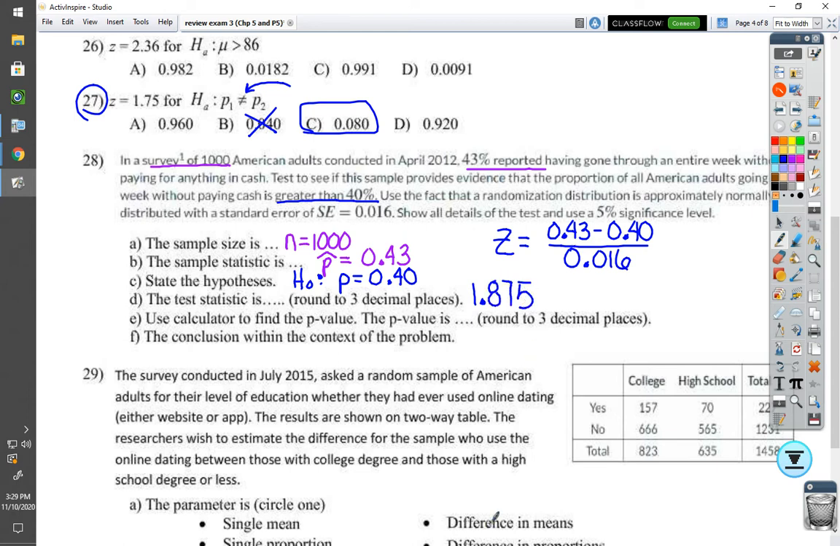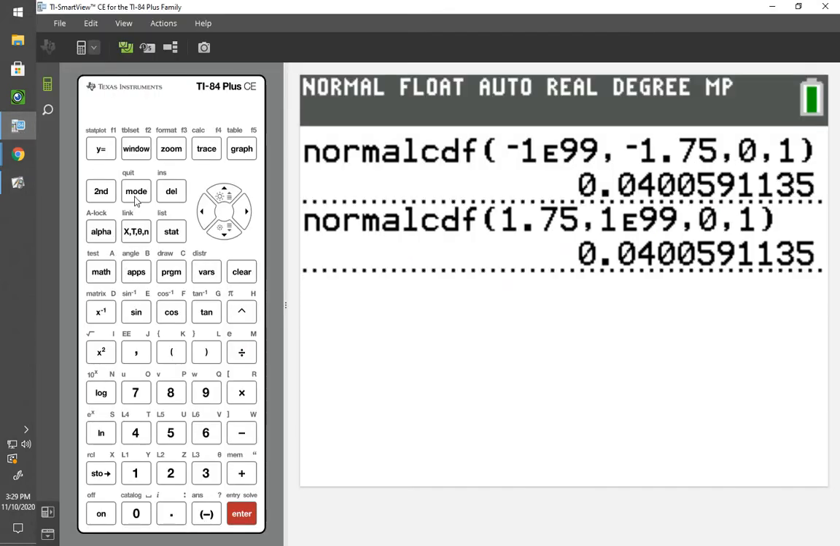1.875. Use a calculator to find the p-value and round it to 3 decimal places. Okay, first of all, we have to figure out where we are testing. So if we look at where we're testing, it's greater than. It is a right side tail test, and it's a right side tail test from 1.875 as a Z value. So no matter which one we use, we're testing area.